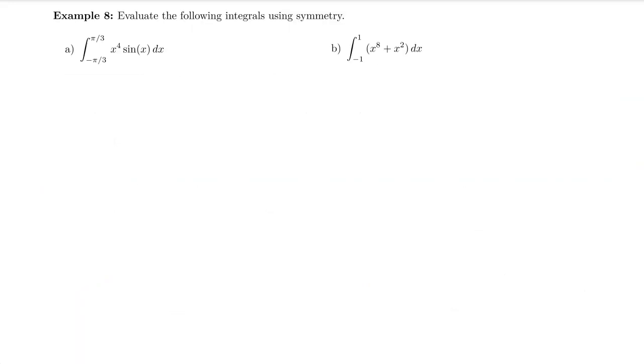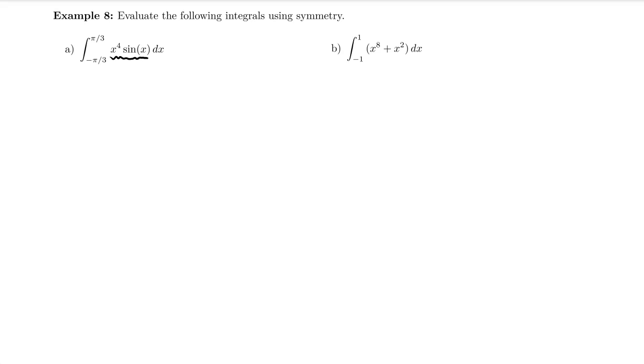Example 8 says, evaluate the following integrals using symmetry. So in order to use symmetry, we have to check the limits of integration. So let's do that. In part A, my lower limit of integration is negative pi over 3, and my upper limit of integration is positive pi over 3. So in terms of our limits of integration, we're good to go. But we have to also check out our function. And in order to use symmetry, we need to check whether our function is odd or even, or neither of those.